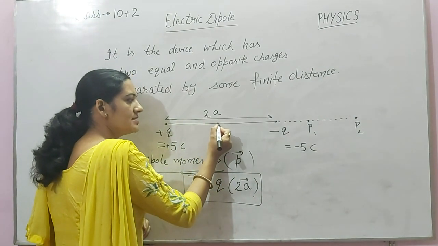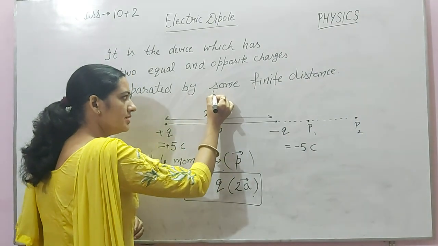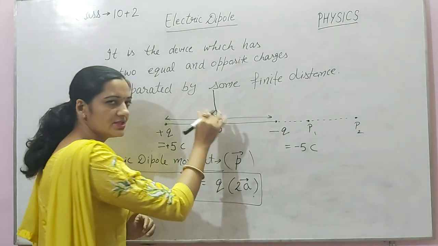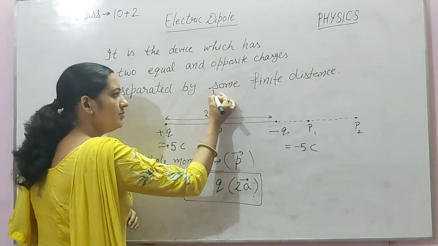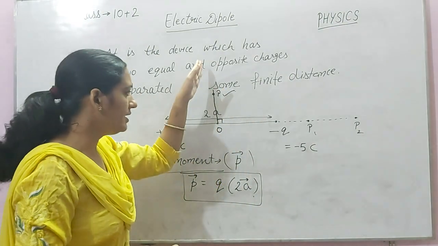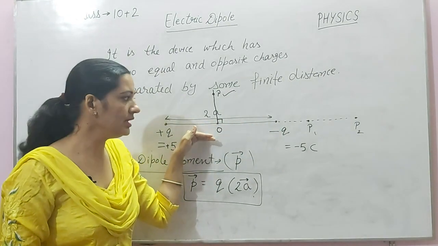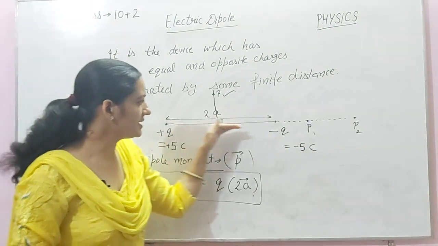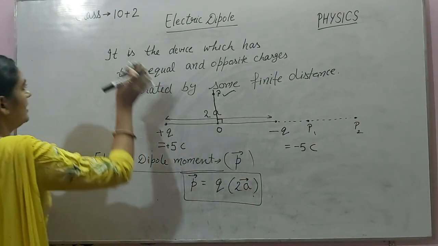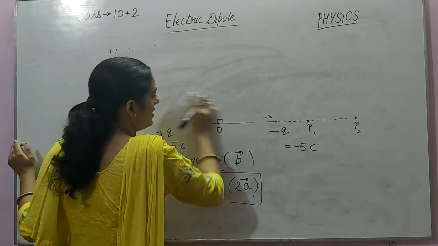If I talk about equatorial line, then what is the difference? You have to take the center of this dipole, suppose it is O. I will draw a perpendicular to this dipole. Now any point on this perpendicular line is called a point on equatorial line. It means equatorial line is the line which is perpendicular to length of dipole and axial line is the line which is extended line of dipole. Simple.